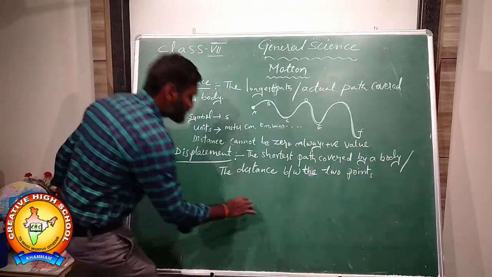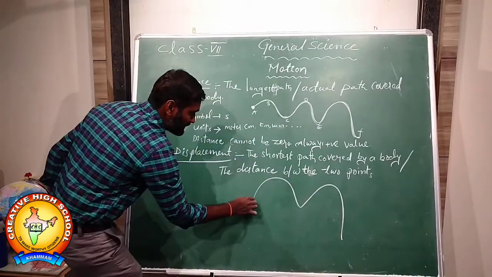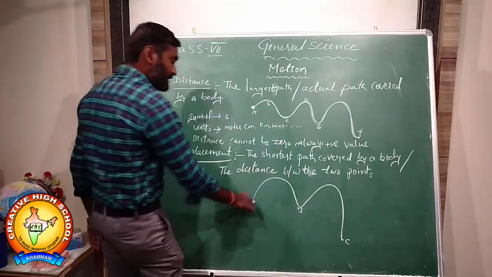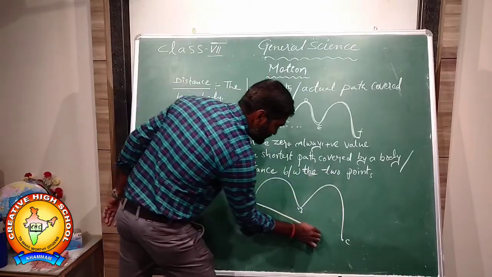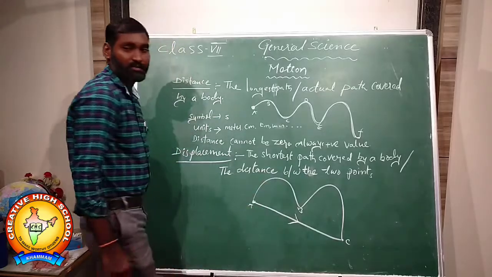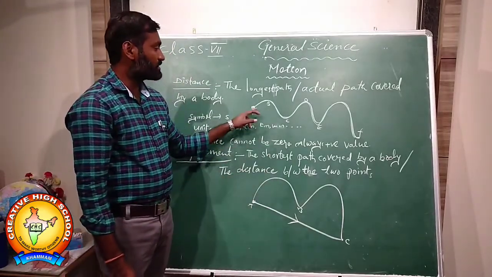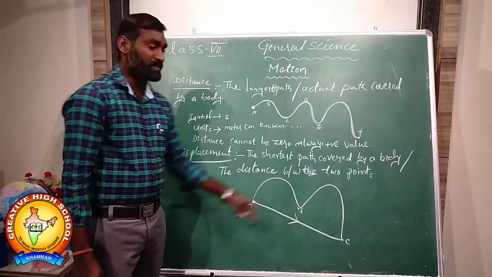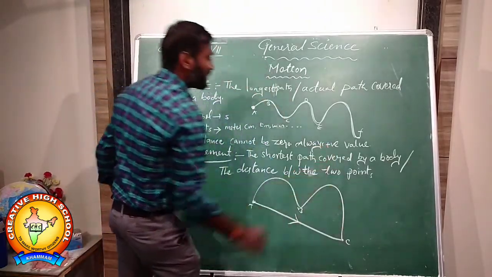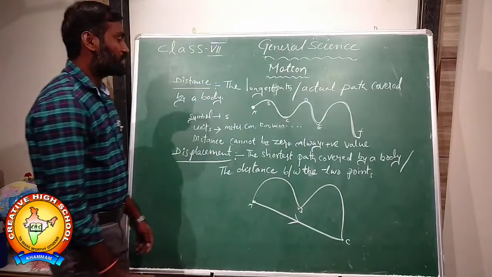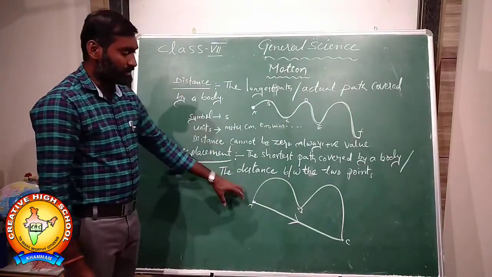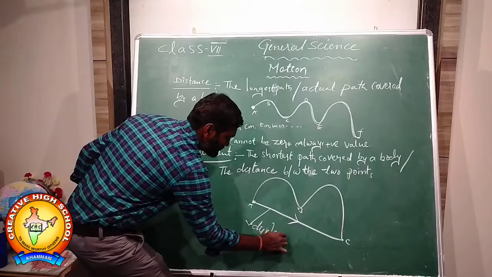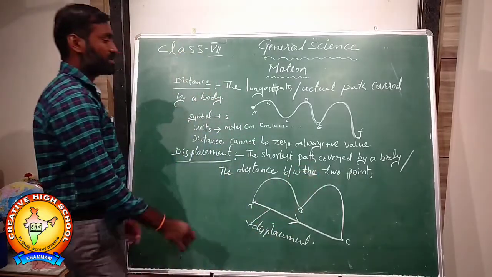For example, this is A, B, C. The longest path is the distance. The shortest path, the distance between the 2 points, is called displacement. The longest path is called distance. The shortest path between the 2 points is called displacement. From A to F, the longest path is the distance, and the shortest is the displacement.